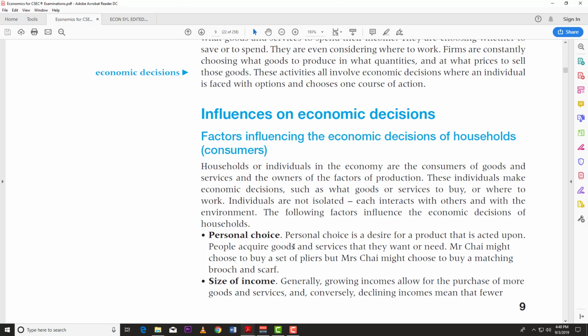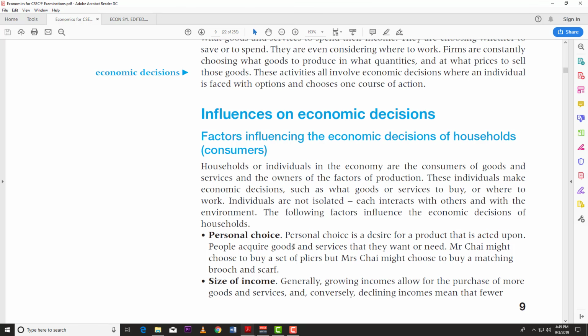So for example, if you go down the road and you see a dress, shoes, pants, whatever, and you like it, that's your personal choice. People might make noise with you. People might say, okay, maybe that's ugly, that's cheap, whatever. But that's your personal choice. You don't have anybody to influence you. You choose what you have to do, and you make that decision based on your personal choice.